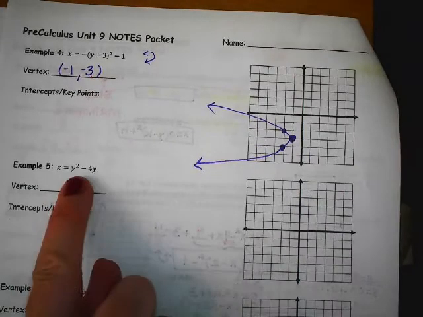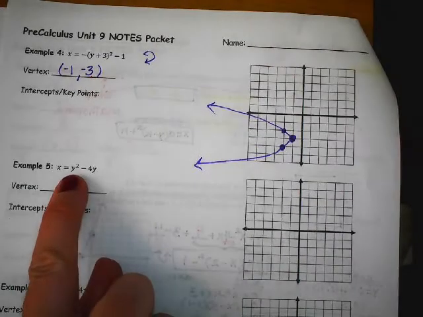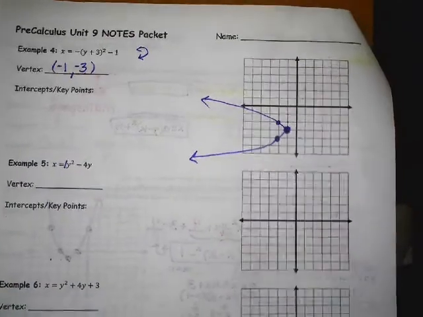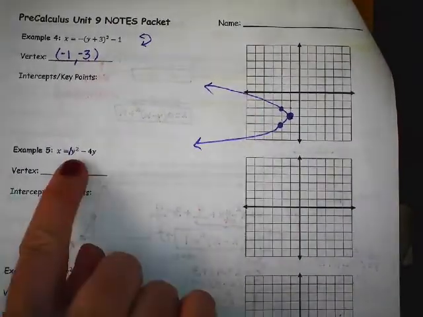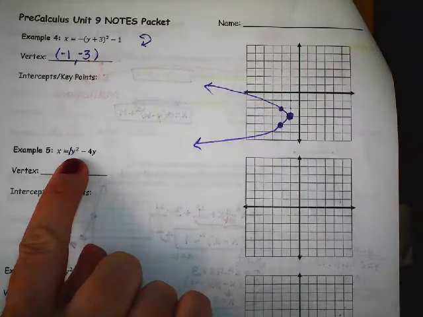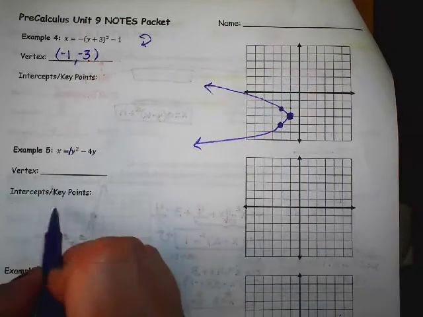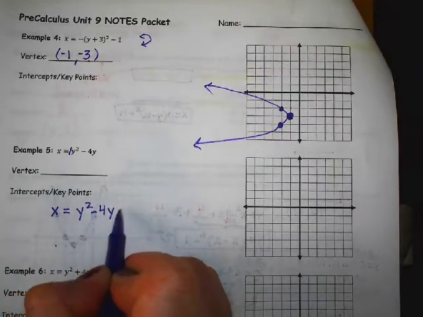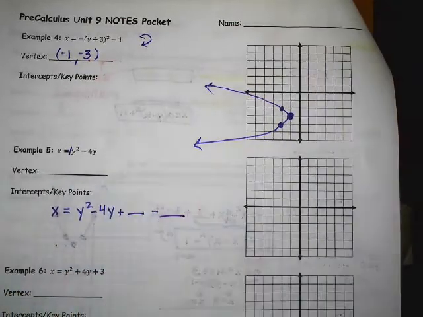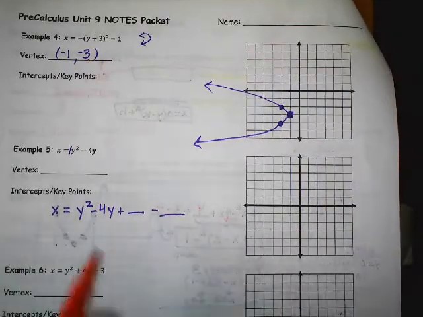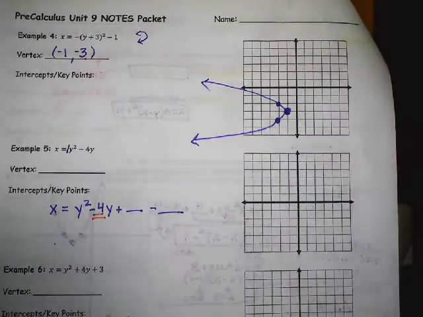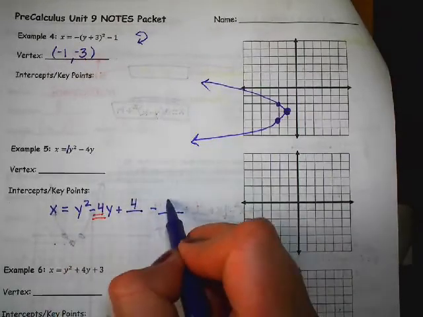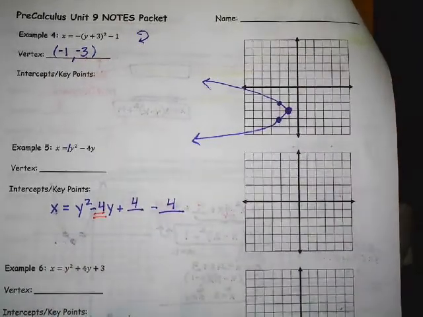Okay, looking at example 5, I'm noticing this one should be a quick one because my a value happens to be 1. So that's going to help me after I find my vertex. It's not in vertex form, so I do want to complete the square here. So I'm going to say x equals y squared minus 4y plus blank minus blank. When I complete the square, I take b and I take half of it, which is -2, and square it, which becomes 4. So I add 4 in, don't forget to subtract it back out.